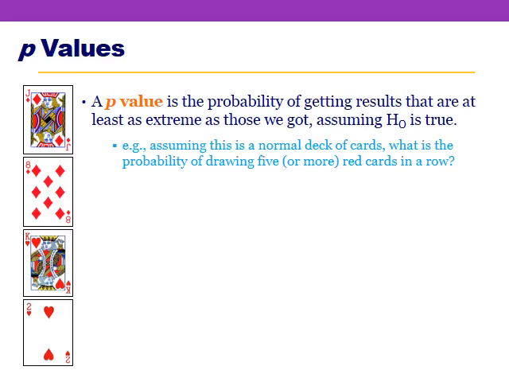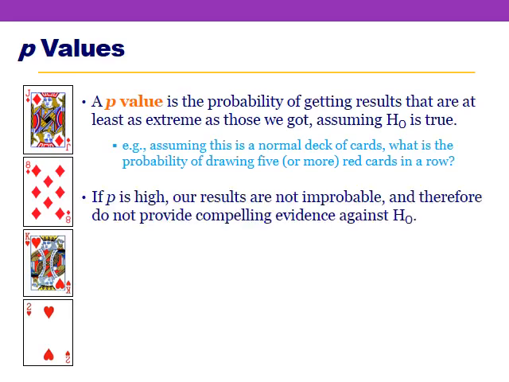So every time we drew another red card, the p-value, the probability of that happening, gets smaller and smaller and smaller. It never is 0, right? We could technically draw 11 red cards in a row from a normal deck of cards. It's not impossible, but it's extremely unlikely to happen. So in other words, the p-value, the probability of that happening, would be a very, very, very small number.